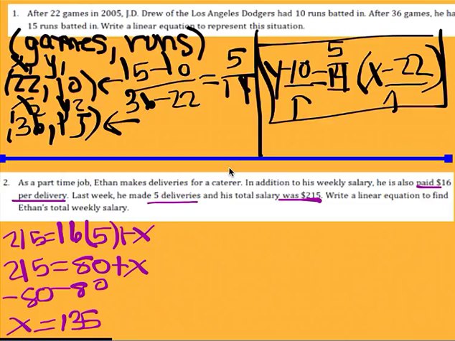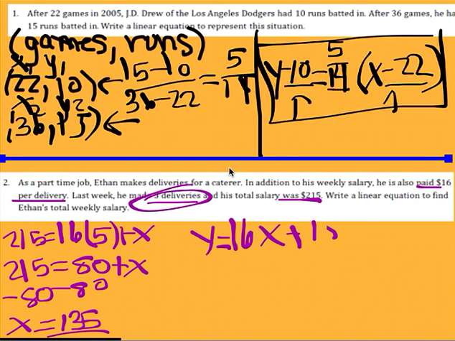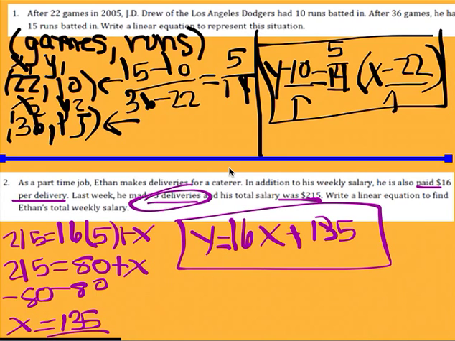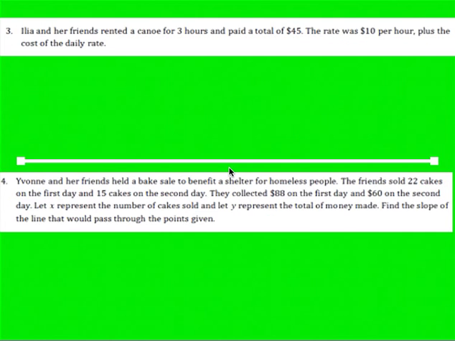Now it asked us to write a linear equation for this. So first of all, y is going to represent the total we make during the week. So y is equal to, now normally we won't know how many deliveries we made, so I'm going to let x represent the number of deliveries that we made. And he's going to get paid $16 for each of those deliveries. On top of that, he's making his weekly salary of $135. So that right there is the linear equation for that, okay? So let's take a look at number 3.